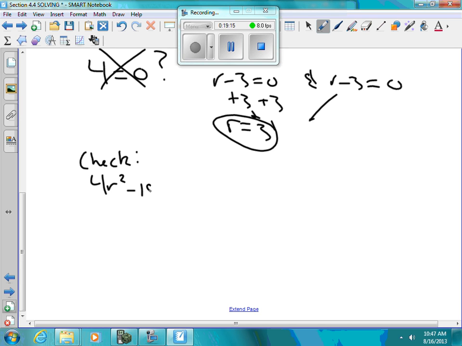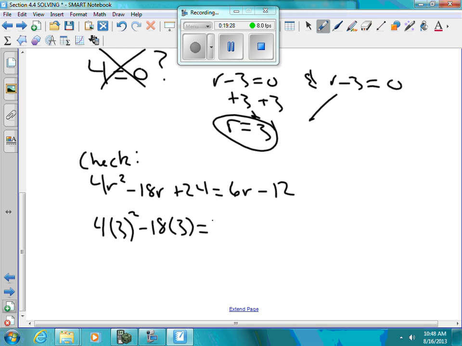4r squared minus 18r plus 24 equals 6r minus 12. If we're checking it, we plug in 3. We only got one number to check. We're going to plug 3 in on each side. If we did this correctly, we should get the same number. It should be plus 24 on both sides of the equal sign.